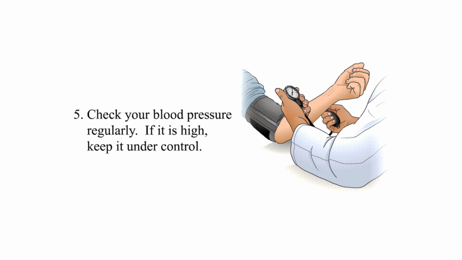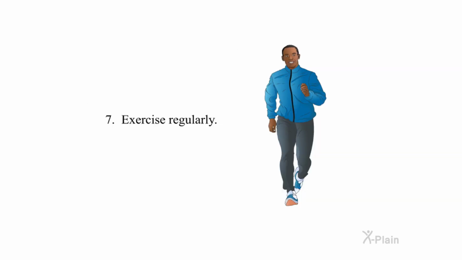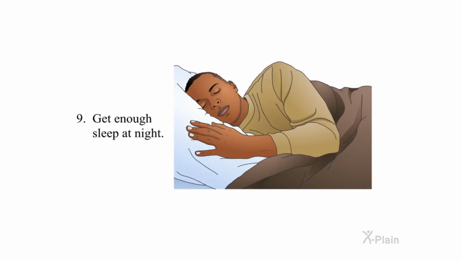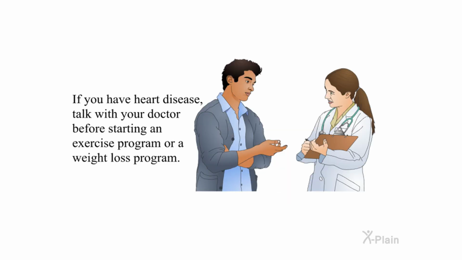5. Check your blood pressure regularly. If it is high, keep it under control. 6. Lose weight if you are overweight. 7. Exercise regularly. 8. Check the level of sugar in your blood. If it is high, keep it under control. 9. Get enough sleep at night. 10. Manage stress in your life. If you have heart disease, talk with your doctor before starting an exercise program or a weight loss program.